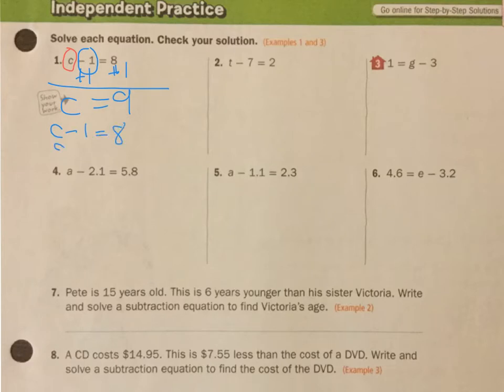Now, C minus 1 equals 8. I'm going to plug it in. 9 minus 1 equals 8. Correct. Okay, number 2.